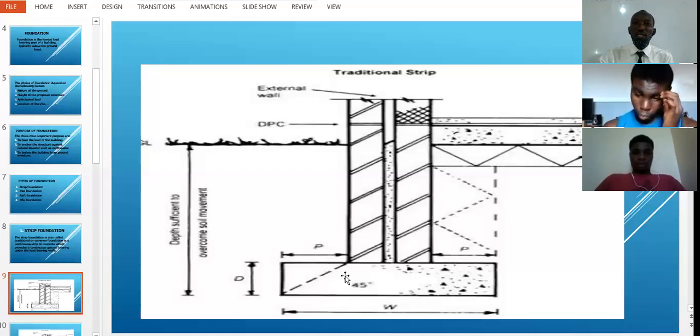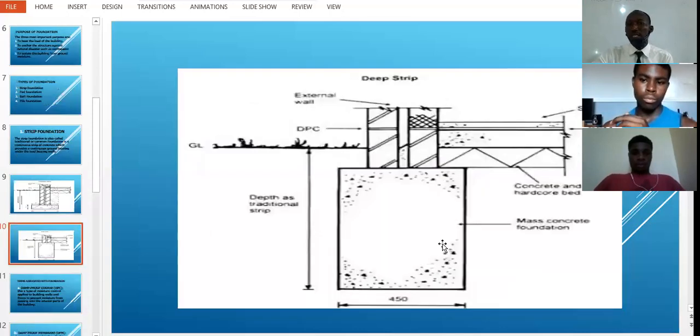Now, this is a strip foundation. Now we have another one that you can see is also a strip foundation. Now, this is a deep strip foundation. You can see that the thickness of this foundation is more than the first one. Can you see it? Yes, sir. Good. Yes, sir, the thickness is more.